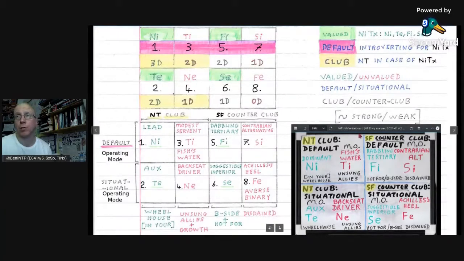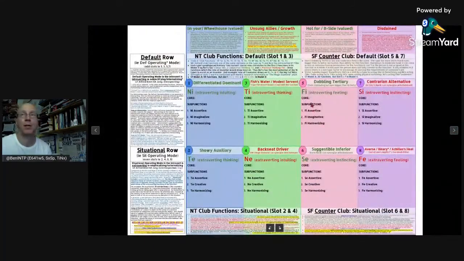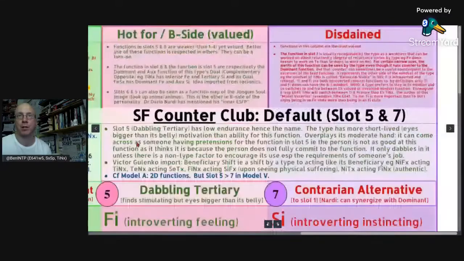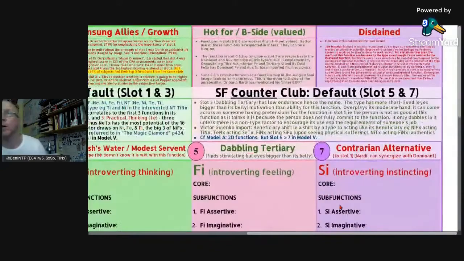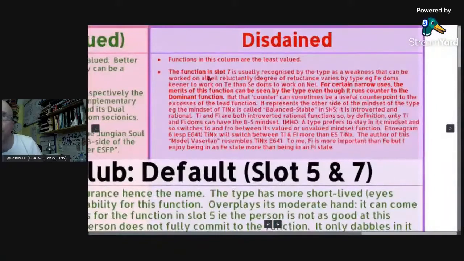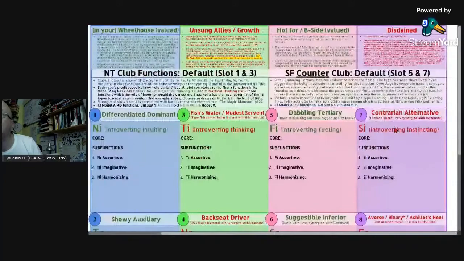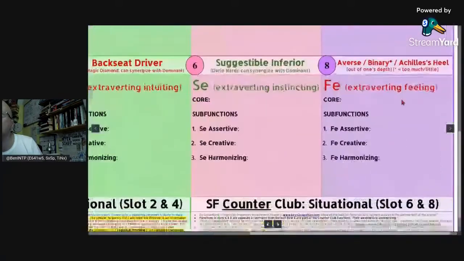So we will now move on. I don't wish to make this too long. Right then, so I wish to read through the correct bits. So slot 5 has been done. Disdained, I think that is exclusively about slot 7. Yes, so functions in this column are the least valued. Right then, so there's going to be something here. So yeah, three sort of concepts.